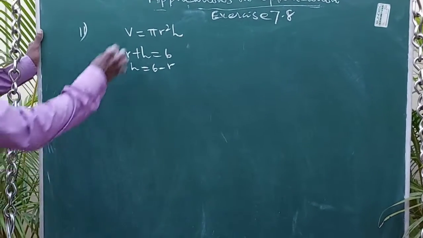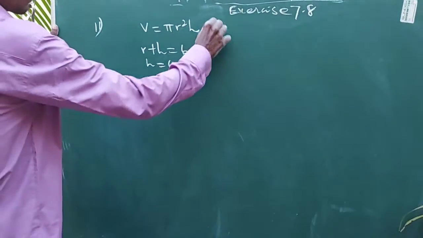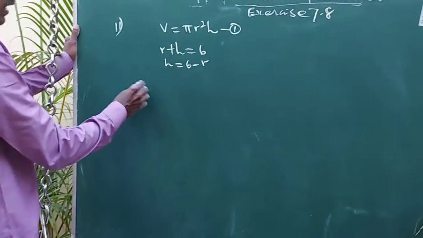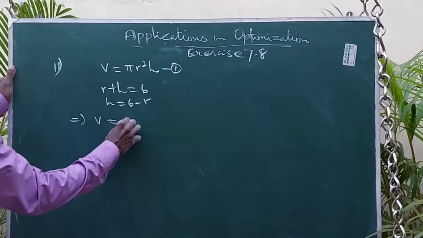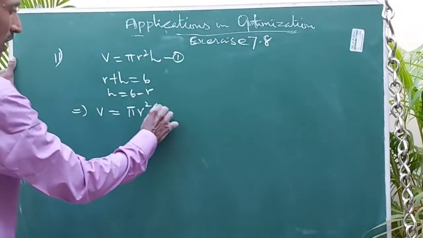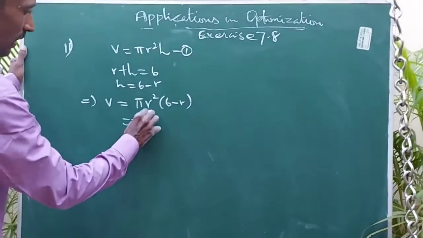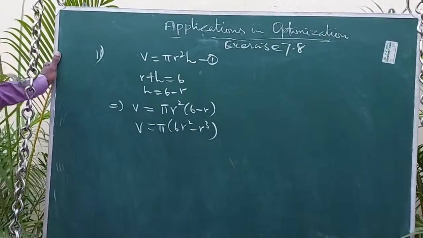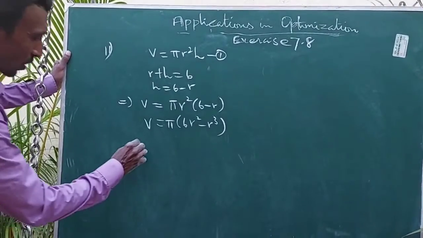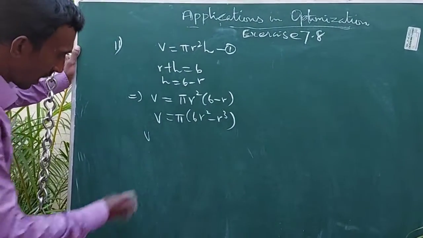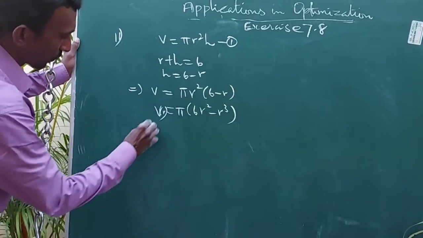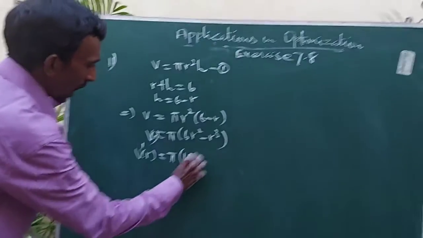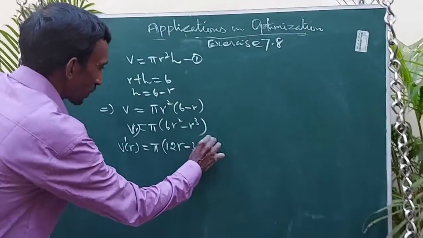Okay. So given that volume is pi r square h, convert into a single variable function, which implies V equal to pi r square into 6 minus r. So pi into 6r square minus r cube. So it is converted into a single variable function. So as in the previous question, it is a function in terms of r. So V dash, our first derivative, is pi into 12r minus 3r square.